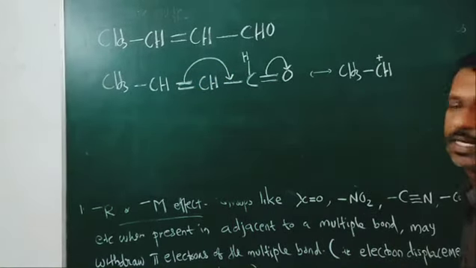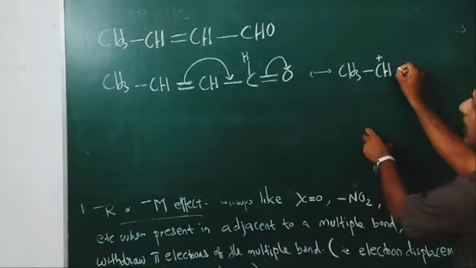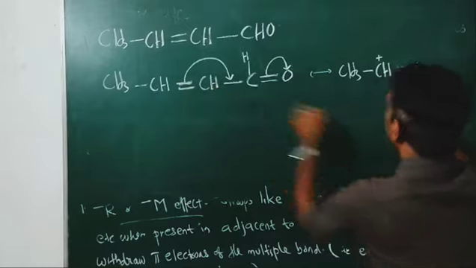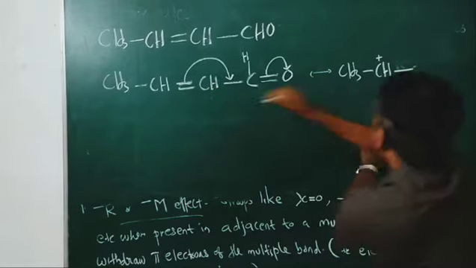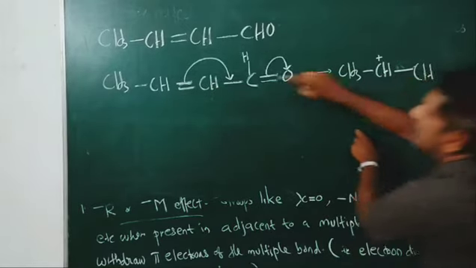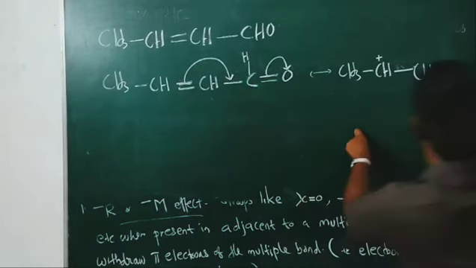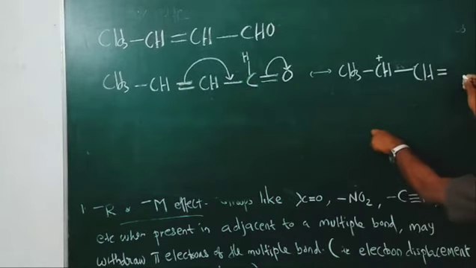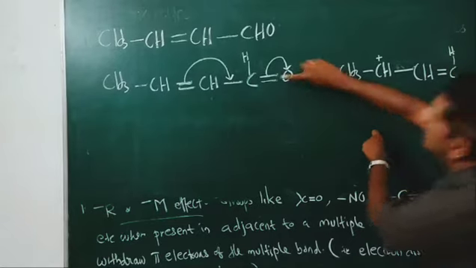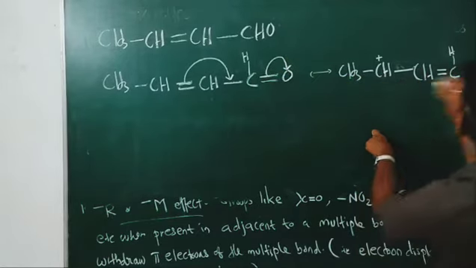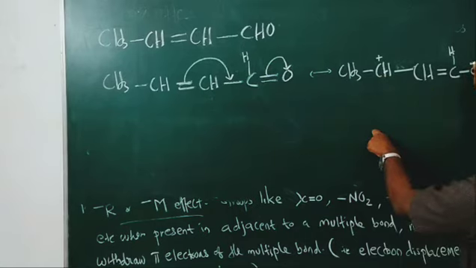This carbon is getting a positive charge, and what will happen here? Then this single bond, and here this CH. Since this bond is shifted to here, it will become a double bond, and here it is CH, and since this bond is shifting to oxygen, oxygen is getting a negative charge.